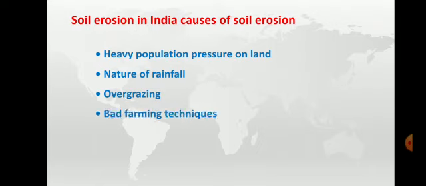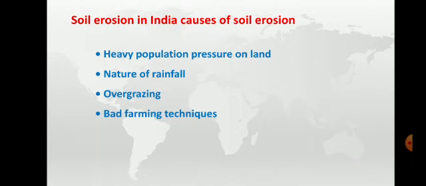Next is bad farming techniques. So, you all know that our farmers are poor and they are following the traditional way of plowing. So, the farming techniques and small size of holdings lead to soil erosion on a large scale. The absence of terracing, contour cultivation, crop rotation, and the improper use of manure, all these lead to soil erosion.